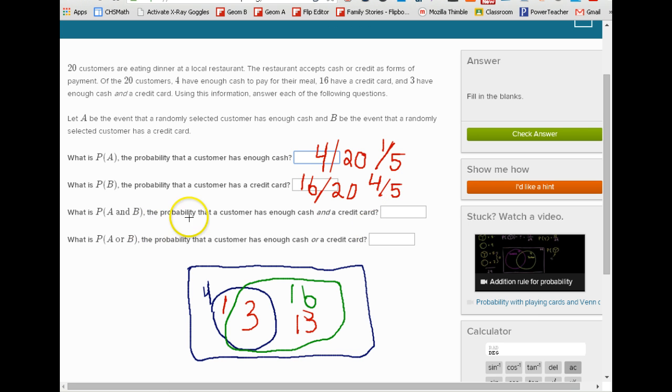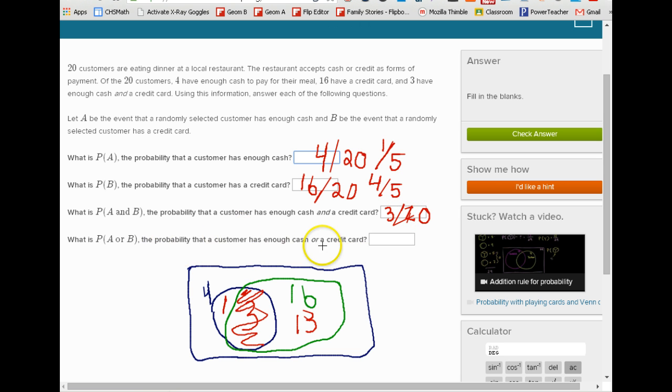Okay? The probability the customer has enough cash and a credit card. So the and, remember we talked about being in the intersection, right? That they have cash and credit, that would be these 3. So it's 3 out of 20, right?